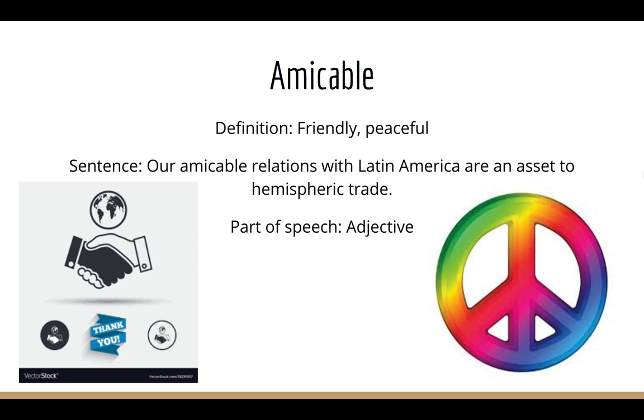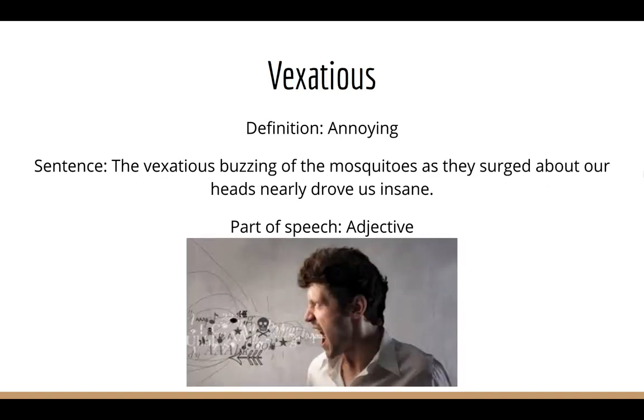The next word is vexatious. Vexatious means annoying. The vexatious buzzing of the mosquitoes as they surged about our heads nearly drove us insane. Can you think of anyone who's vexatious from any of the stories? Not from real life, but from the stories, because I don't want to insult anybody.